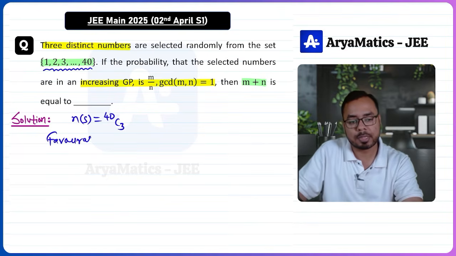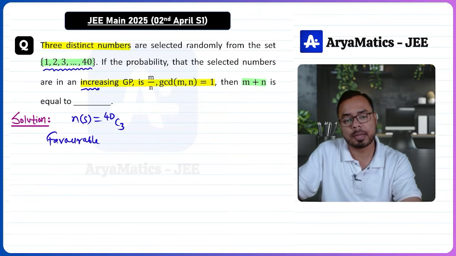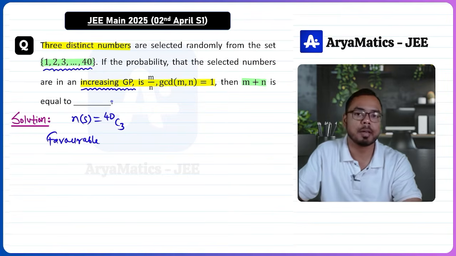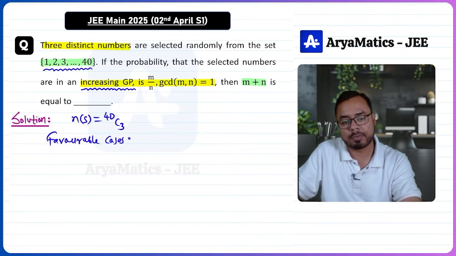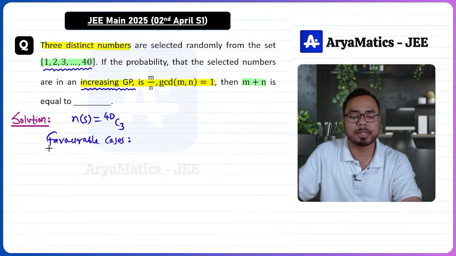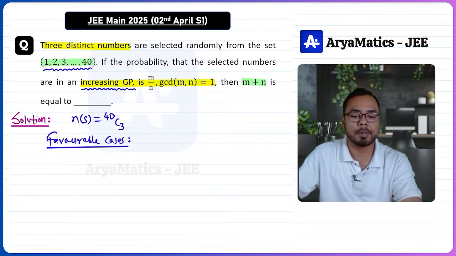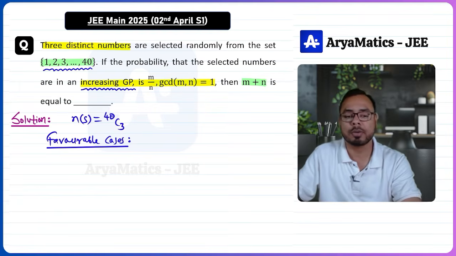Favorable cases are those where the selected numbers are in a GP with common ratio greater than 1. Increasing GP, because all the numbers are positive, so we'll get an increasing GP when the common ratio is more than 1. So we have to count in how many different ways we can select 3 numbers so that they form an increasing GP. Then our probability will be the number of favorable cases by the total number of cases, which is 40C3.